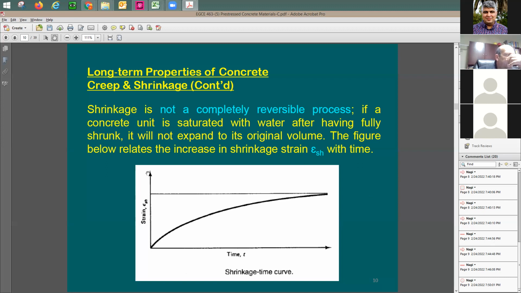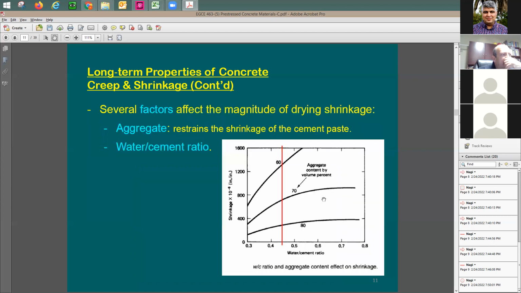So say here's the amount of strain, and here's the time. We understand it's going to be growing fast at the beginning, and then it's going to slow down with time. So, okay, good. What is this based on? I'm going to say number one is going to be the cement type.